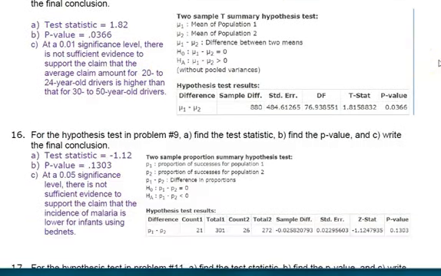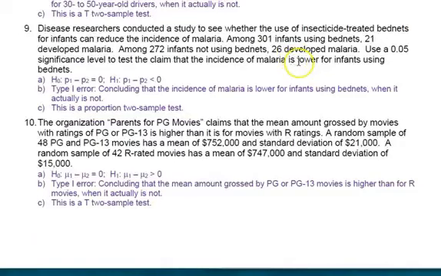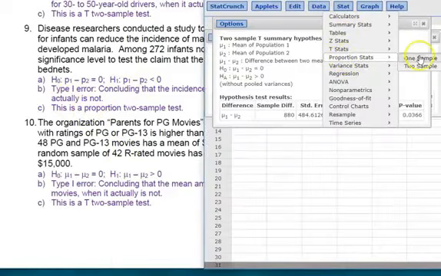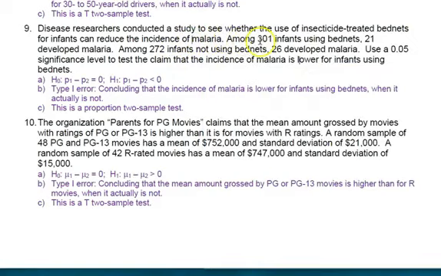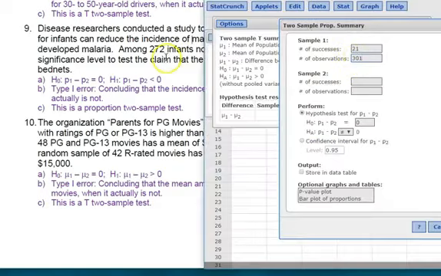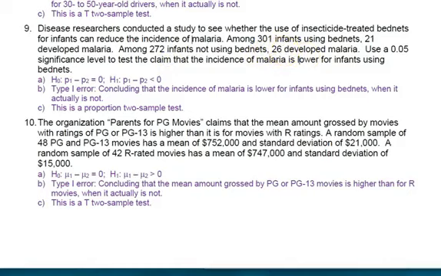In the next one, we're looking at problem 9. This was the one about the bed nets for the infants. So this was a proportion two sample test. So we have proportions two sample with summary. For this one, we need to put in the number of successes and the sample size for each of our two samples. Again, I'm doing this in the order that it comes in the problem. So the first set of infants we have is the ones that did use the bed nets. So we had 21 successes out of 301. For the second set, it was 26 out of 272.